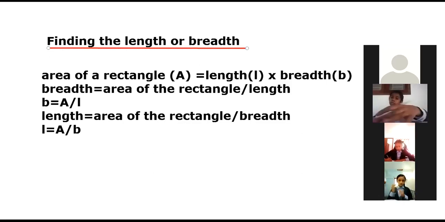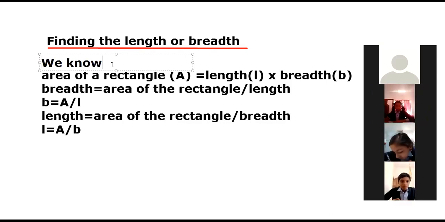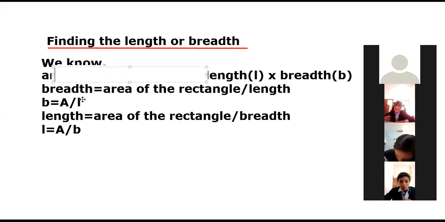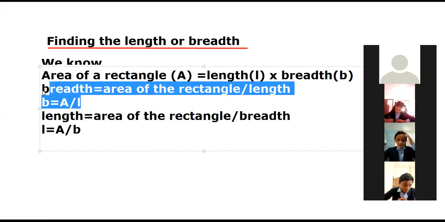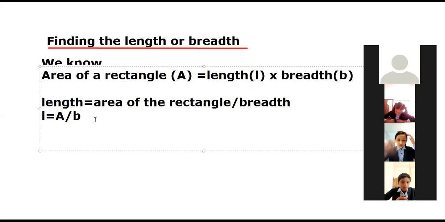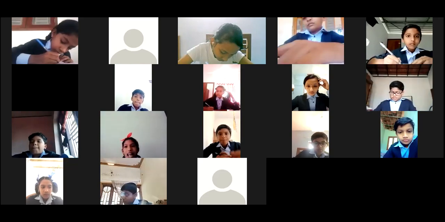Then you have to write: We know, W should be capital, we know area of a rectangle is equal to length into breadth. Please copy this to your notebook quickly.